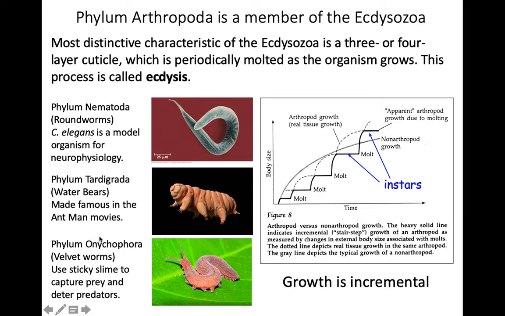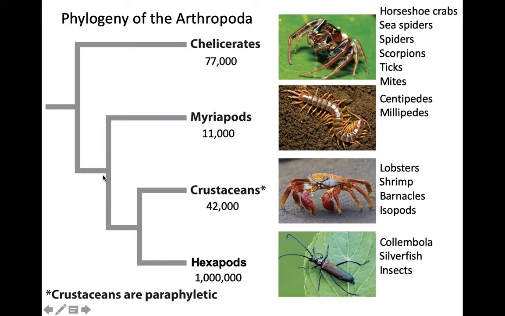And finally, the phylum Onychophora, which are the velvet worms. It's largely a tropical group these days. And one distinctive feature they have is the production of a sticky slime that they can shoot out of these special glands that they use in prey capture and to deter predators.